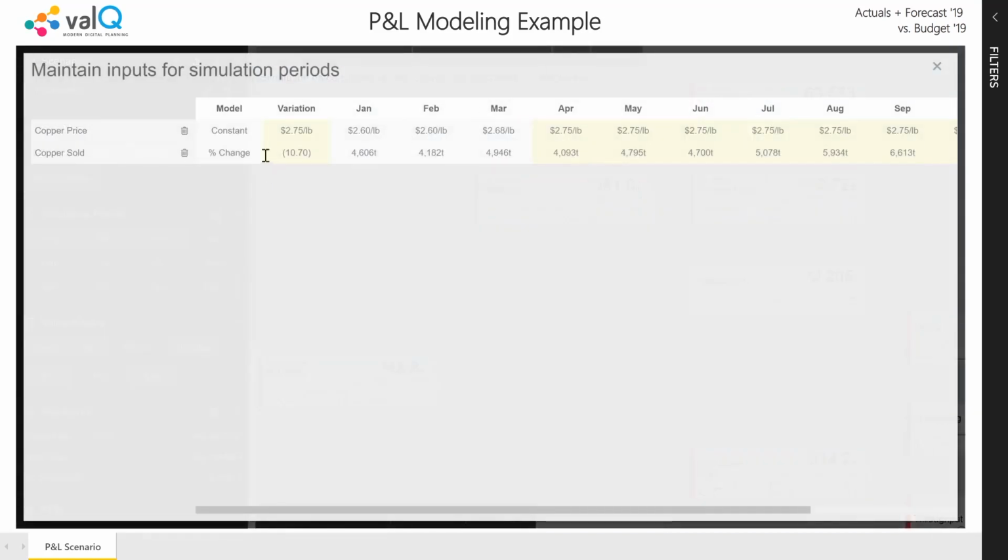You can use it to do what-if analysis. You can simulate: what happens if my material price goes up or down? What happens if I suddenly lose a lot of people to attrition? ValQ allows you to do all of those what-if simulations and analysis, and to see visually how it is going to impact my business.